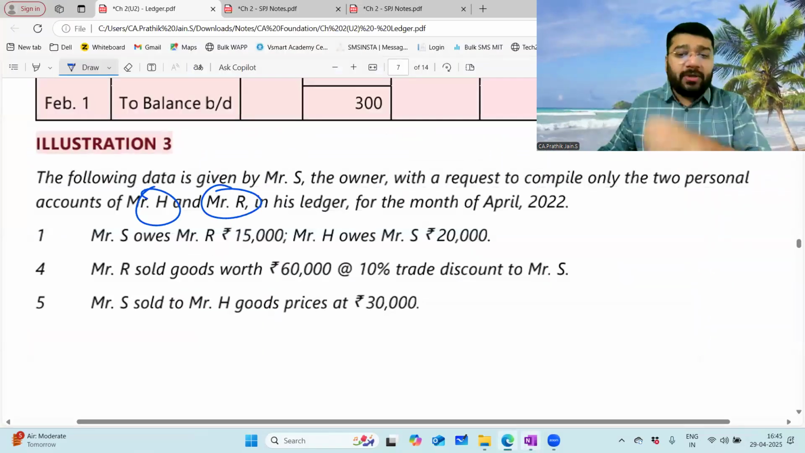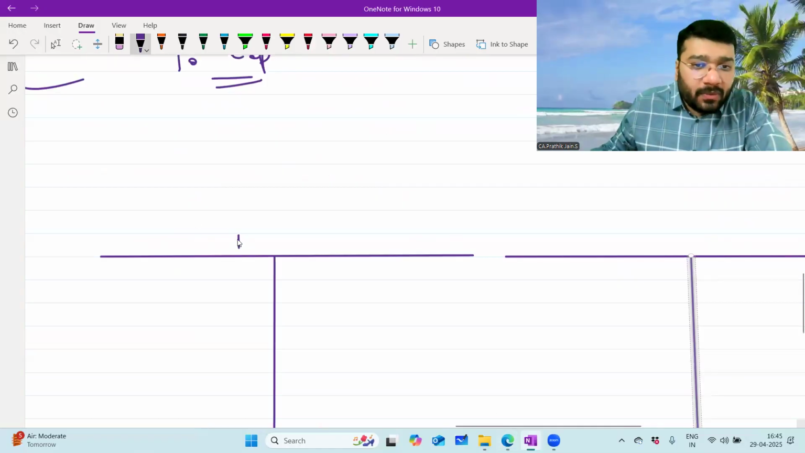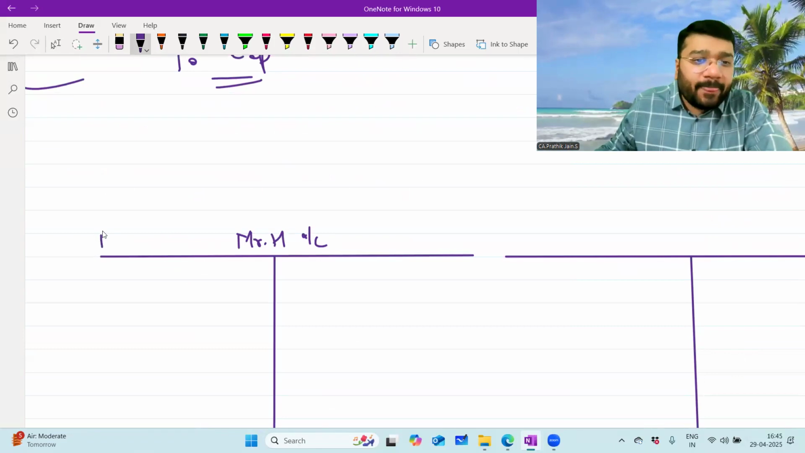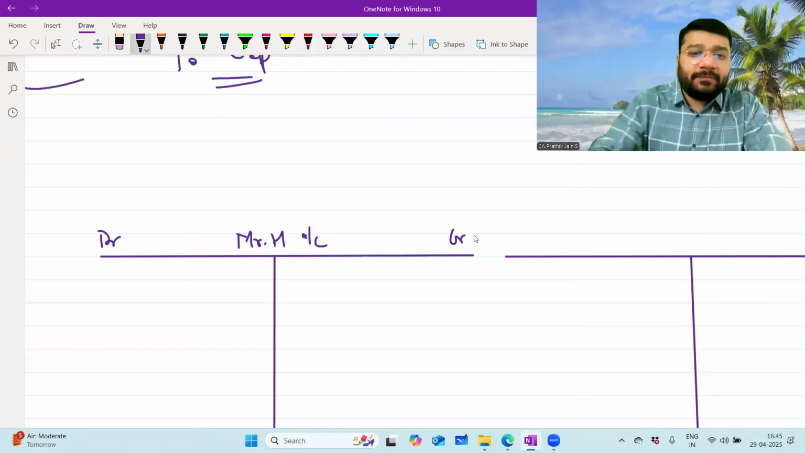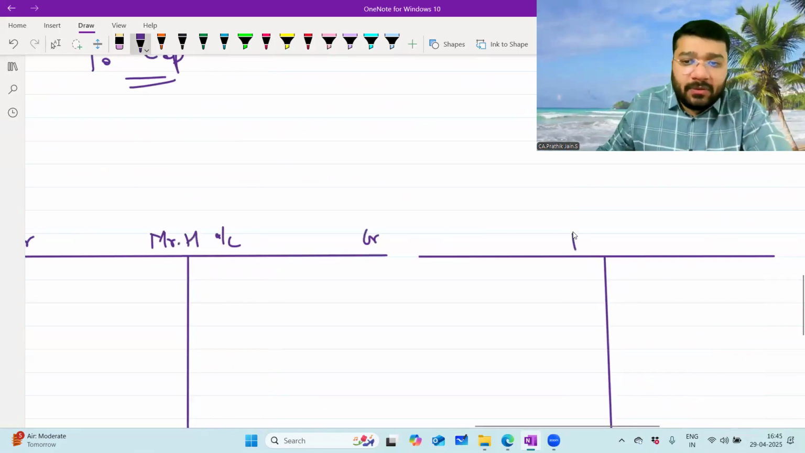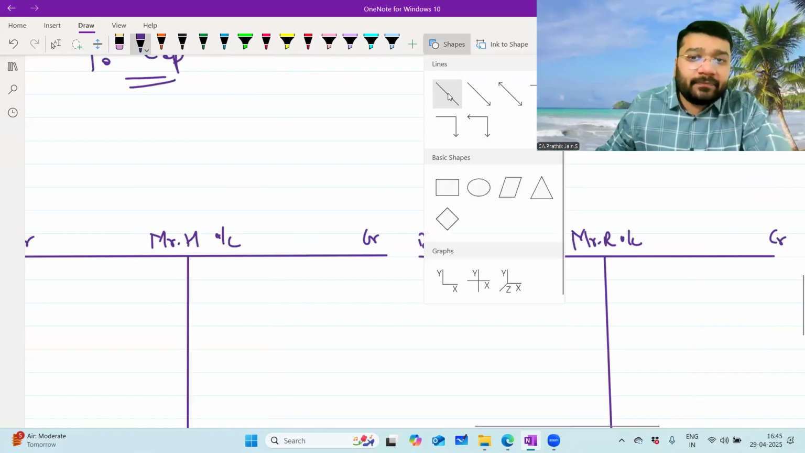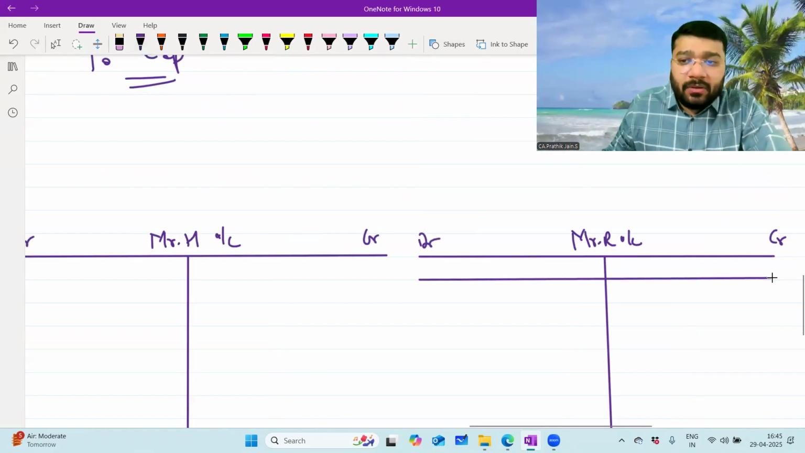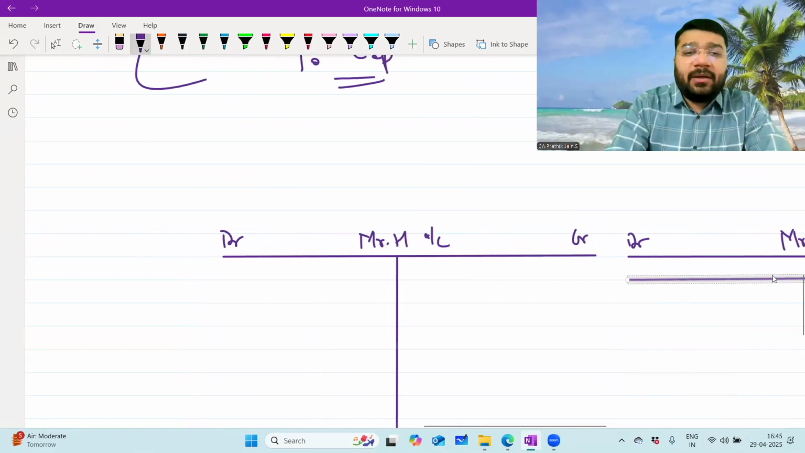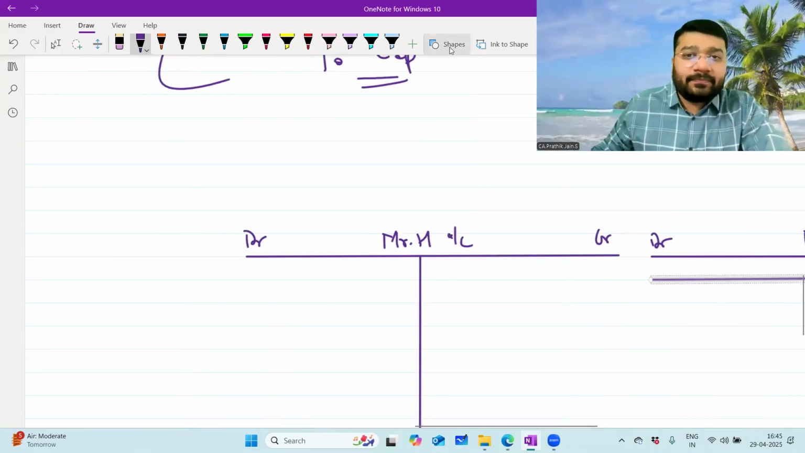First is which account? H account, is it? Okay. Mr. H account. Debit, credit. Then Mr. R account. Again, debit, credit. Please remember to write date, particulars, amount.